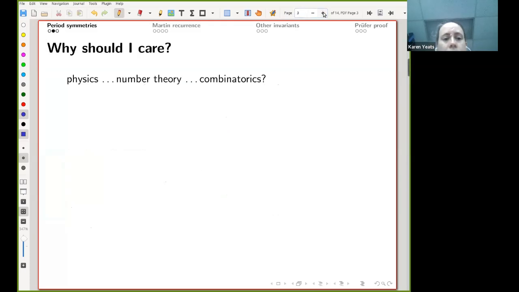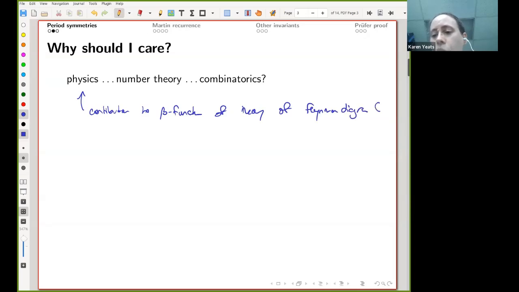Okay. So why should you care? Well, maybe I will say just a couple of words here about why you should care. And there's sort of different parts to that. So one reason why you should care is that this period is a part of the Feynman integral. And in fact, it's a very particular part. It's the contribution to the beta function of the theory of the Feynman diagram G. So that's kind of nice. That's actually a thing that you might want to compute in your quantum field theory.